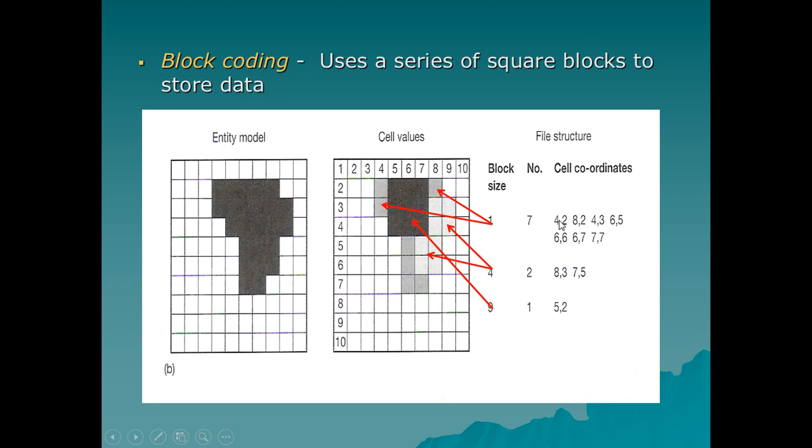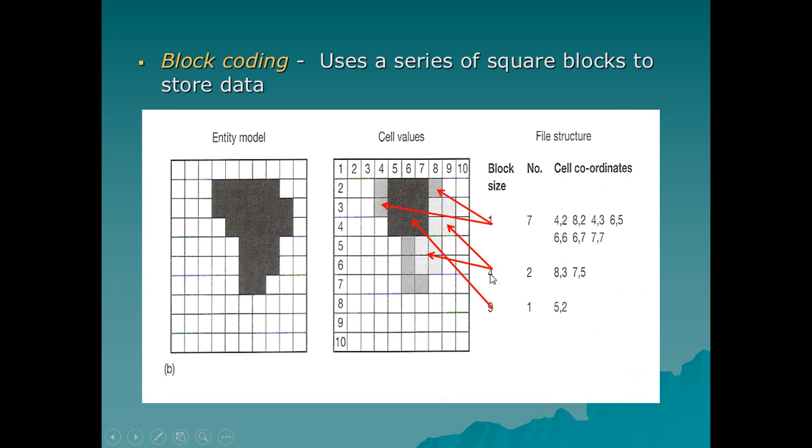So let's see if we can find those 7 cells. The first one is located at 4.2, so 4.2 is here. The second one at 8.2, 8.2 is here. The next one at 4.3. So all those numbers, there should be 7 of them. Those are the gray blocks of 1 size, 1 cell size. So that's 1, 2, 3, 4, 5, 6, 7. And they should all match to these coordinates, right?